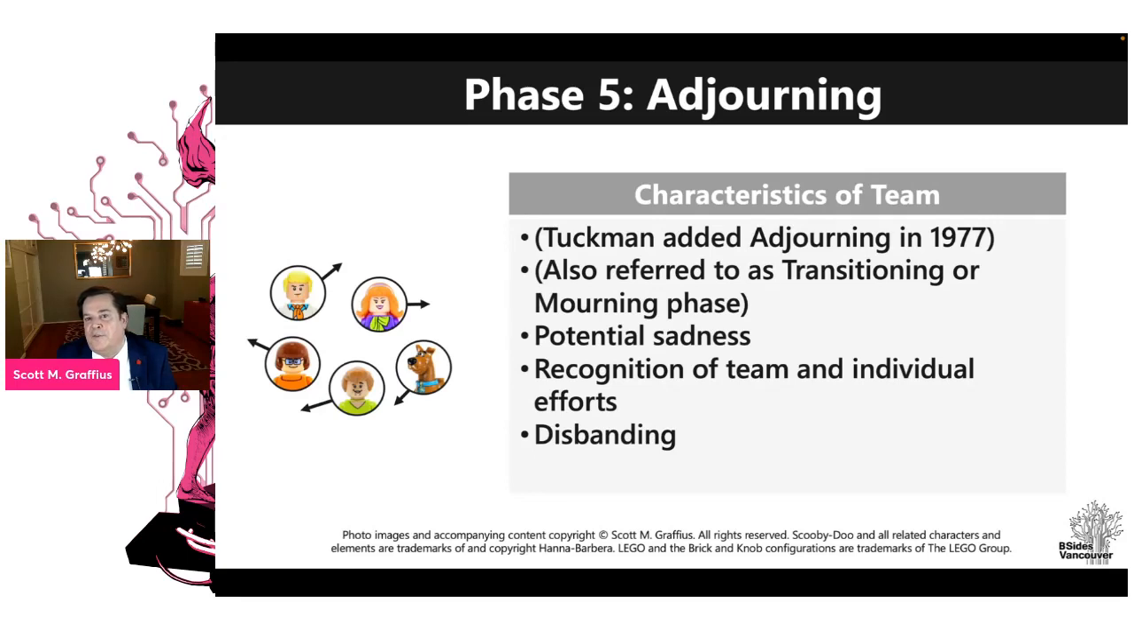And because so many people call it transitioning or mourning, I want to call that out, that it's often called that, but it's not. It's adjourning. The reason it's not transitioning or mourning is because it may or may not be transitioning or mourning. So why call it that? Here, I'll jump to the mourning example in the interest of time.